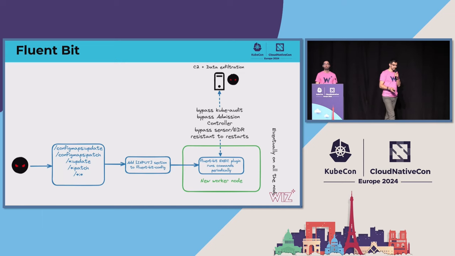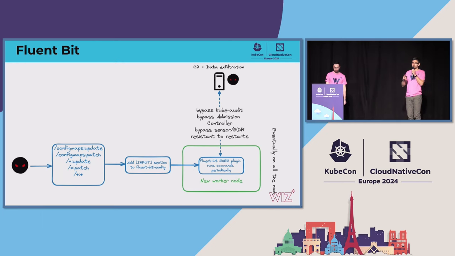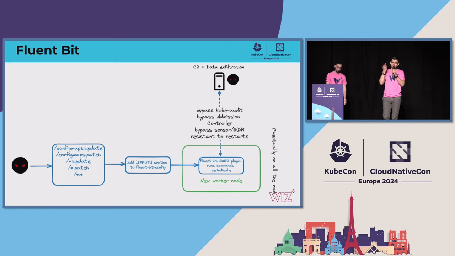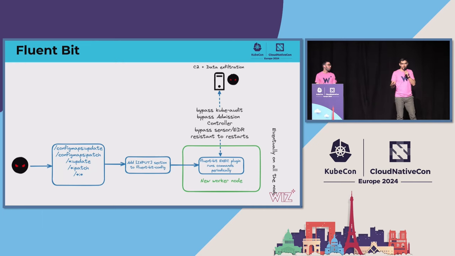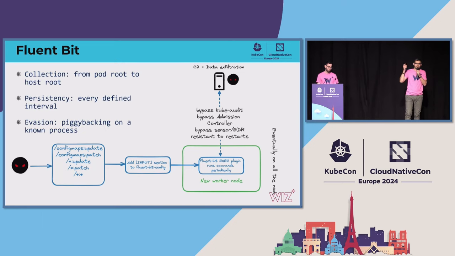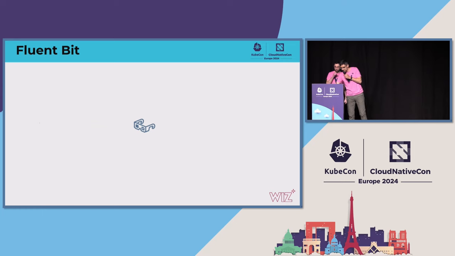So here's our attack chain. Assuming we have update on config maps permissions, or more powerful permissions, that's the RBAC that we need, we will add input and output sections to the config map, and we will let new Fluent Bit pods get the new config map and send the logs to C2, data exfiltration. And again, we bypass kube audit, we bypass the kube admission controller, we bypass the sensor, and our malicious config map is resistant to restarts because now it resides in etcd. So again, we achieve collection, we achieve persistency, we achieve evasion. OK, let's see this in action.